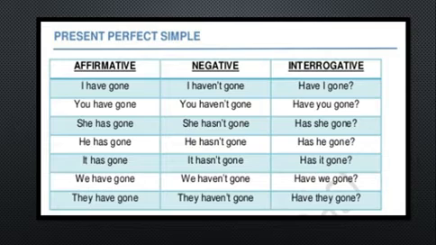Okay? For example, you have here another frame, and in this case, the frame is of the present perfect simple. Affirmative, negative, and interrogative forms. For example, in affirmative form, you have the example, I have gone. I have gone. And look at this, you have the pronoun, the auxiliary for the pronoun, and the verb in past participle.